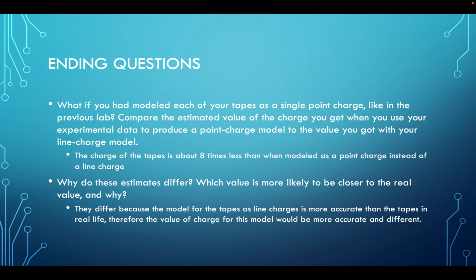The second question was, why do these estimates differ? Which value is more likely to be closer to the real value, and why? They differ because the model for the tapes as a line charge is more accurate than the point charge model for the tapes in real life. Therefore, the value of the charges in the line model would actually be more accurate.